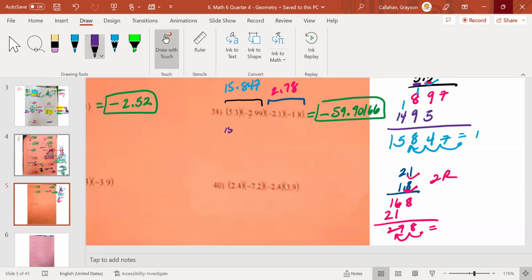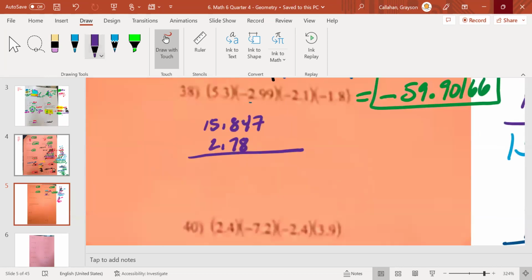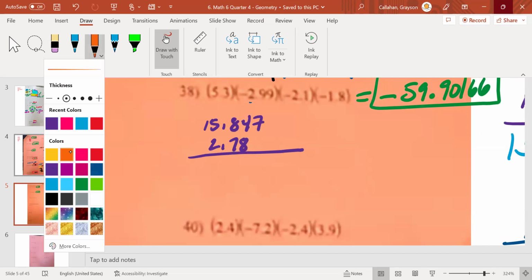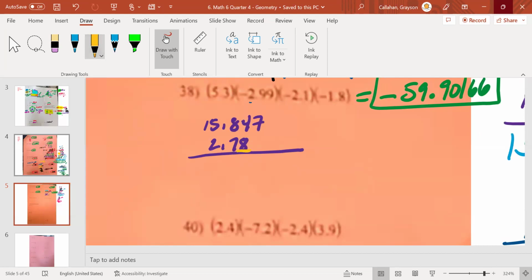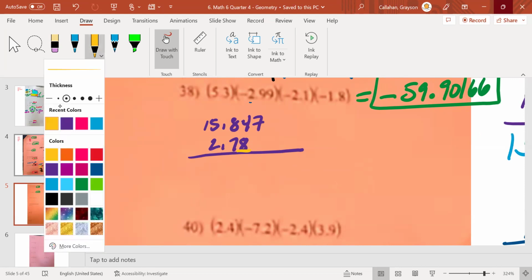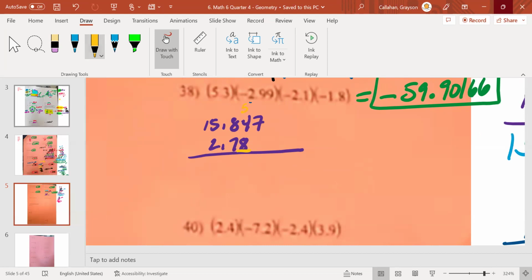So then I have 15.847 times 2.78. I'm going to multiply that together, okay? And when I do that, let's start off with the 8 first. 8 times 7, and this is going to get a little bit crazy. So 8 times 7 is going to give me a 56, right?